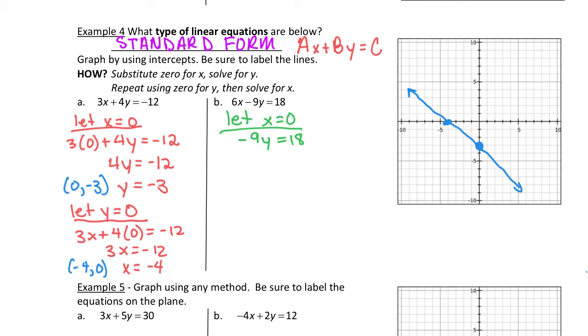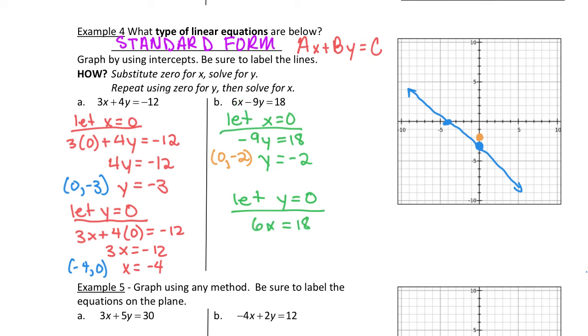Because I'm letting x equal 0, this x term is just going to 0 out, and I'm left with -9y equals 18. Divide by the -9. I've got y equals -2, and that ordered pair then is going to be 0 for the x value, -2 for the y value. I'm going to go ahead and put that on my graph right now. There's 0, -2.